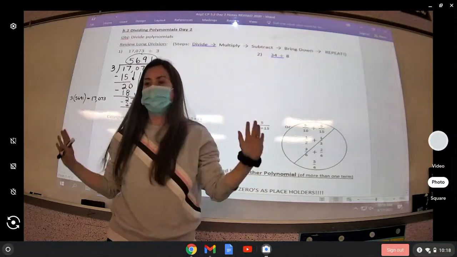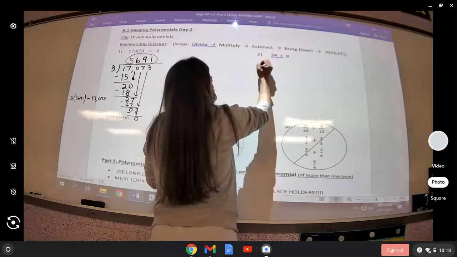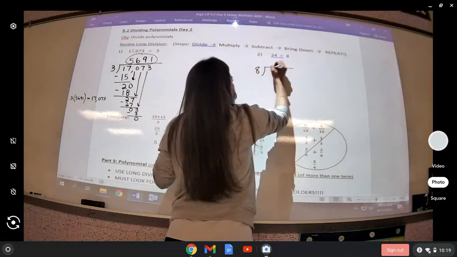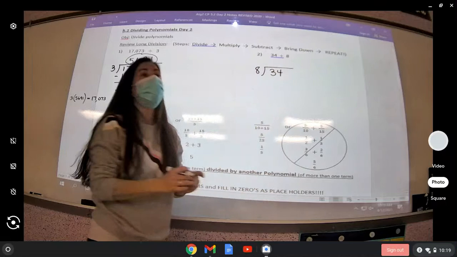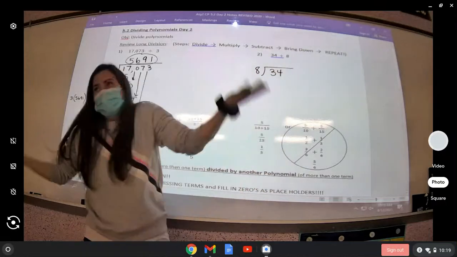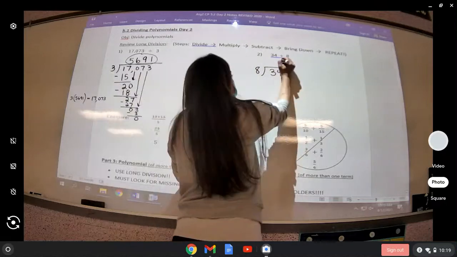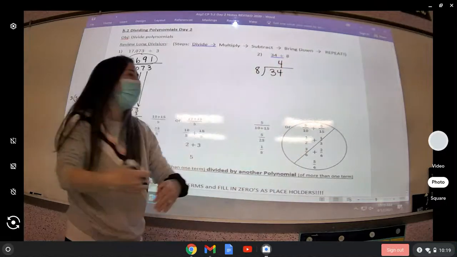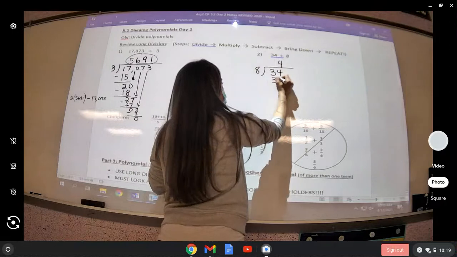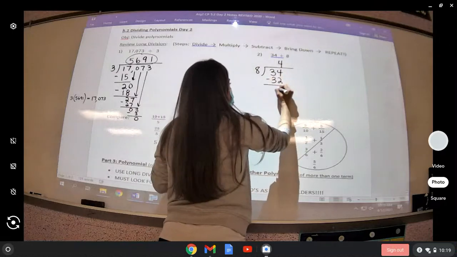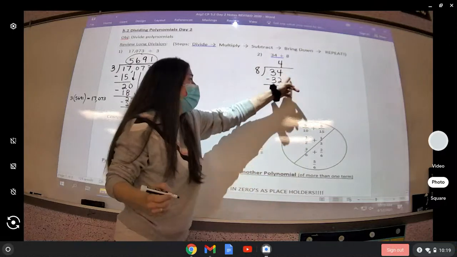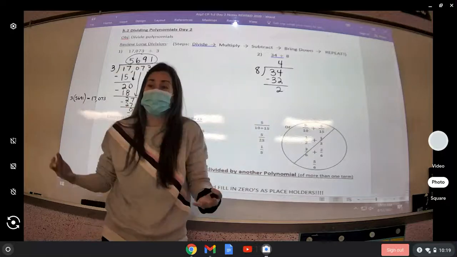What if I asked you to do 34 divided by 8, right? How many times does 8 go into 34? Well, how many times can 8 go into 3? It can't. So how many times can 8 go into 34? 4 times. So we put a 4, then we multiply. 4 times 8 is 32. We subtract. There's 2 left over. There's nothing to bring down, so that means you're done.